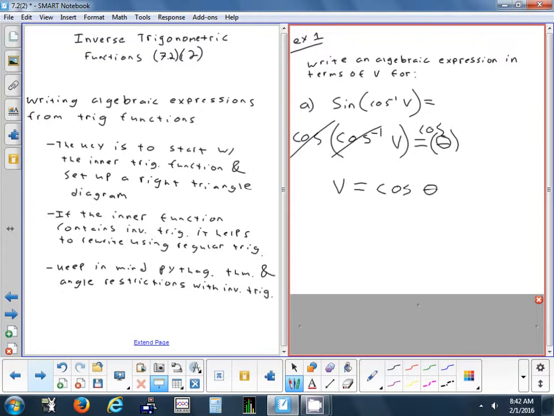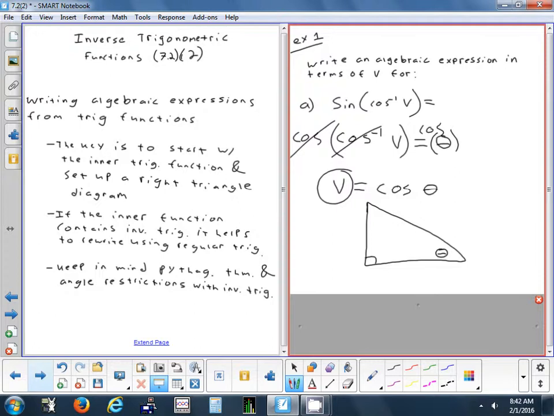All right, now I need to set up a picture for that. I'm going to draw a right triangle diagram, and somehow I have to make this statement true. So here's our triangle. You can put theta wherever you want. It doesn't matter. But I want the cosine of this angle to come out to a certain answer. It has to come out to v.